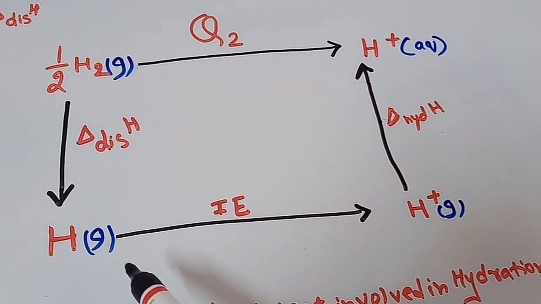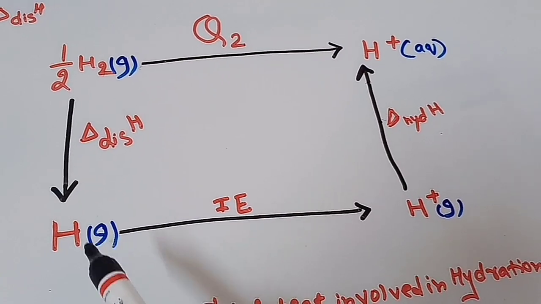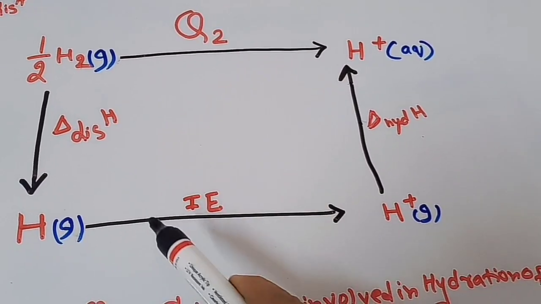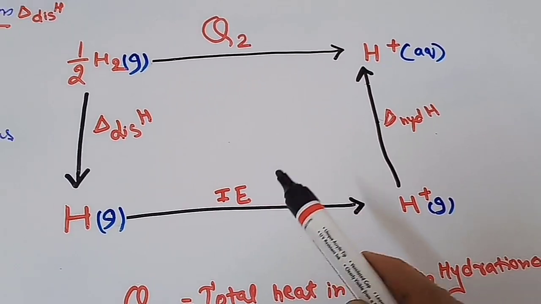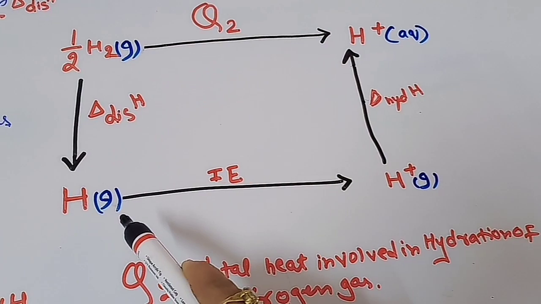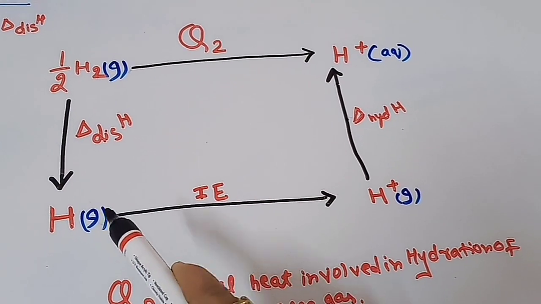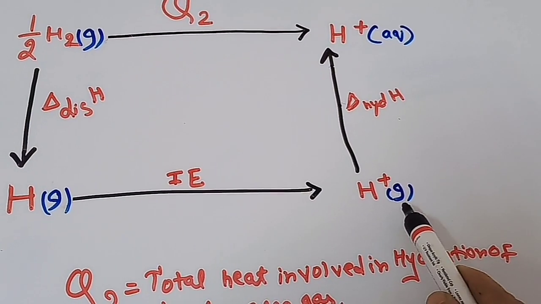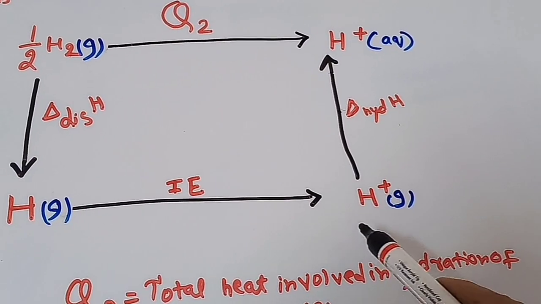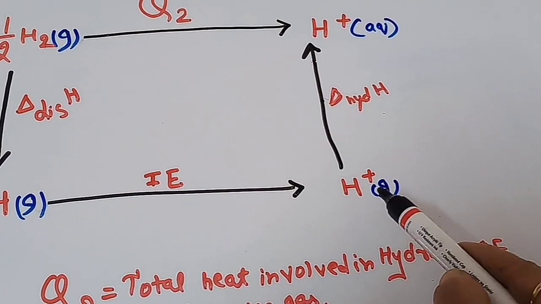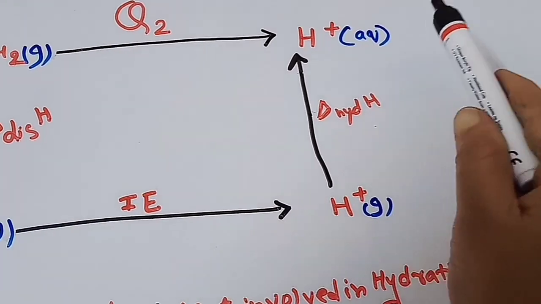Then from this gaseous hydrogen, we will eliminate the electron by supplying the ionization energy. What is ionization energy? It is the amount of energy required to take one electron from the isolated gaseous atom. So this gaseous atom will lose one electron and it will get converted to H+ ion in the gaseous state. And when this gaseous H+ ion interacts with the water, it will get converted to H+ aqueous ion. So what is this?